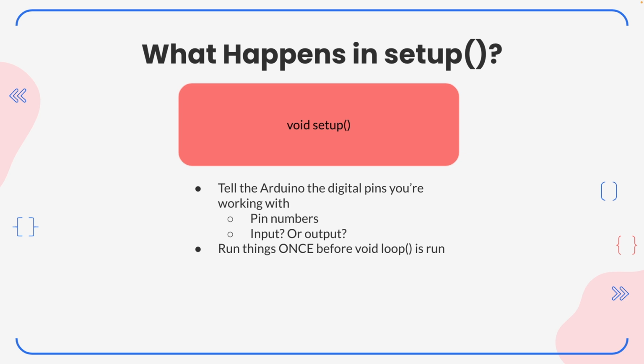Now let's think about whether this is an input, something that gives data to the Arduino, or an output, something that the Arduino has to give signals to. From the Arduino's perspective, is the LED sending any signals to the Arduino? The answer is obviously no. The LED is just turning on. It's not sending anything to the Arduino. So we know that the LED is an output. The Arduino is sending signals to this output to turn it on. So in setup we set the pin number and tell it whether it's an input or an output.